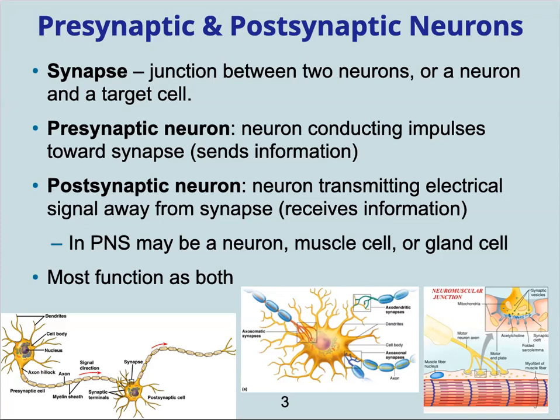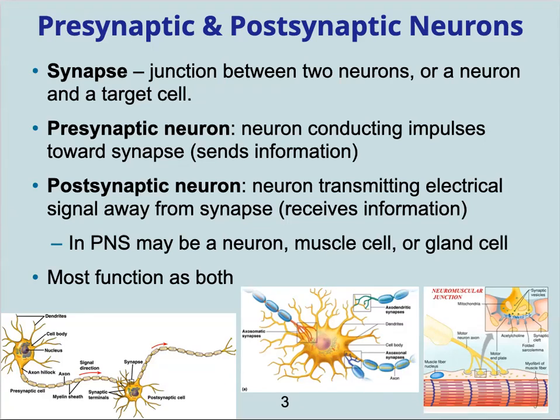And so the neuron conducting impulses toward the synapse is the presynaptic neuron, whereas the neuron transmitting the electrical signal away from the synapse, that is the postsynaptic neuron. And at a given synapse, the presynaptic neuron sends the information and the postsynaptic neuron receives the information. And most neurons, as you'll see, function as both presynaptic as well as postsynaptic neurons.